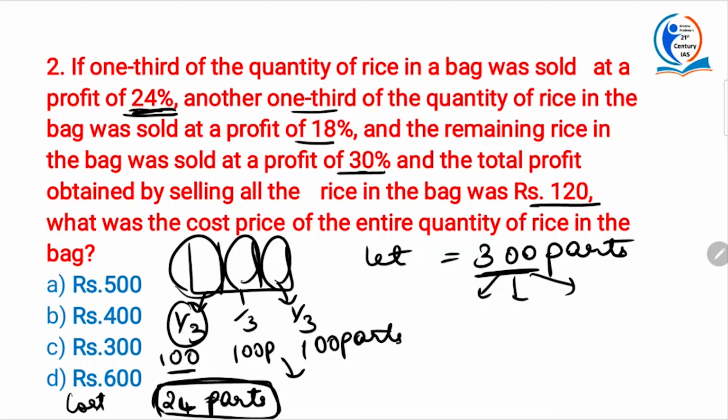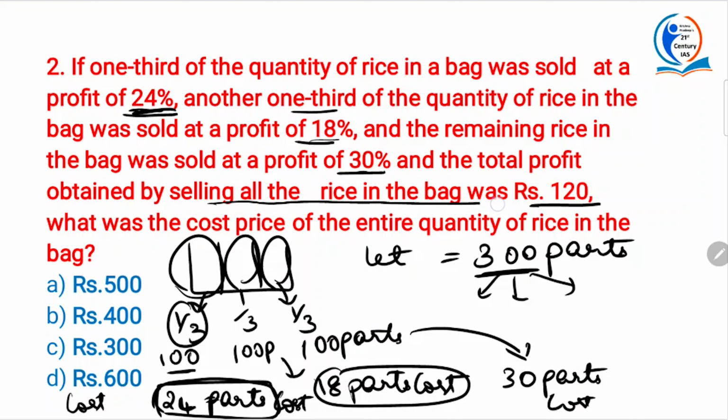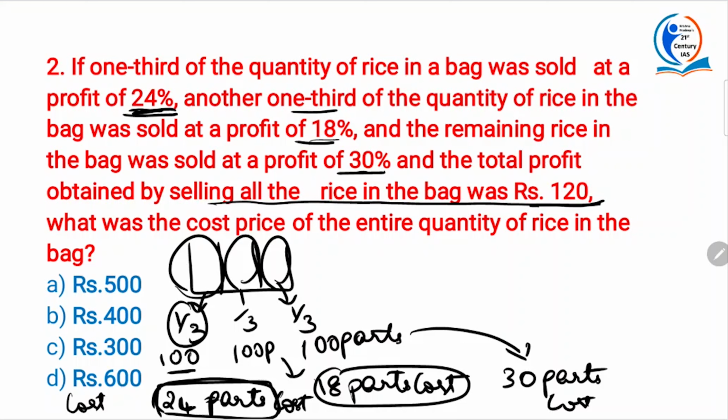Similarly, the second 1/3 has 18%, which means 18% of 100 is 18. So 18 parts cost. That is equated to 18 parts cost. Now, this is 30 parts cost. The total profit obtained by selling all the rice in the bag was 120, which means this cost of 24 plus cost of 18 parts plus cost of 30 parts is equal to, how much is it? 120.